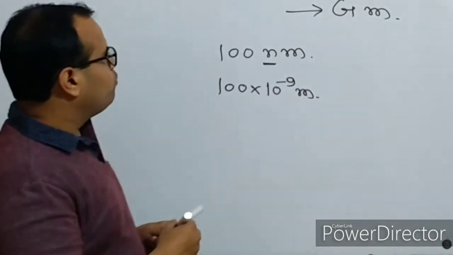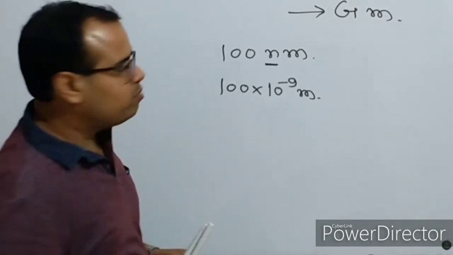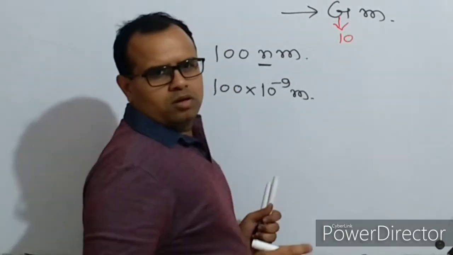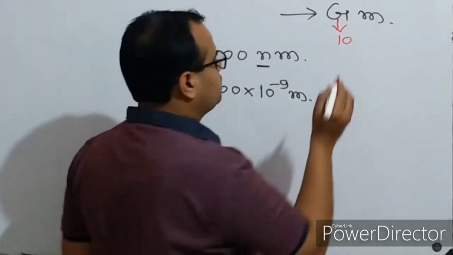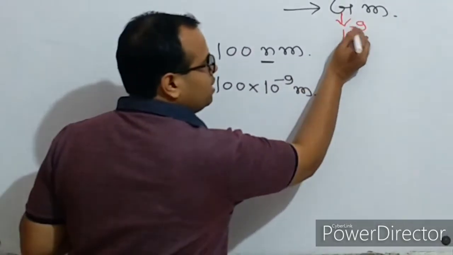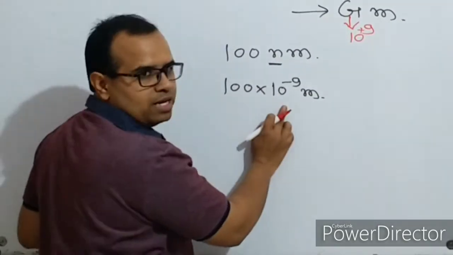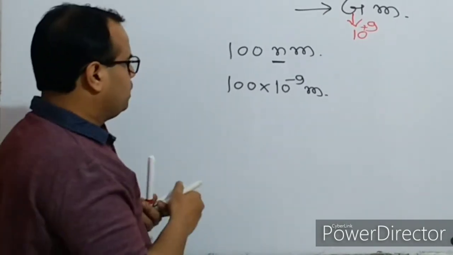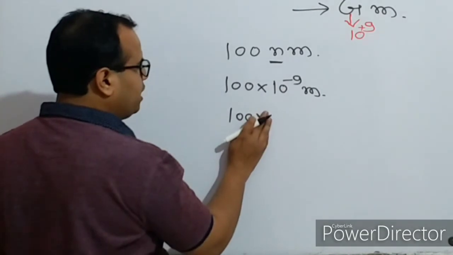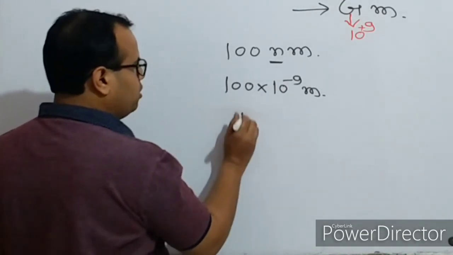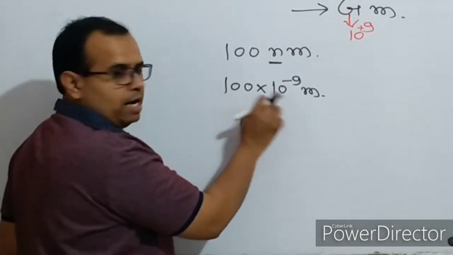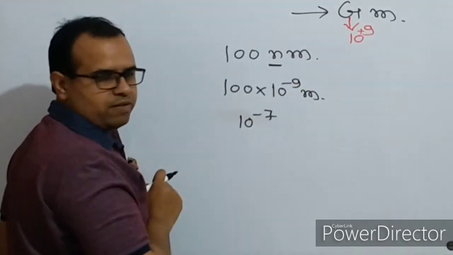Okay. Now what we want to convert into giga, and do remember giga stands for 10 raised to the power 9: kilo, mega, giga. Now you need 10 raised to the power plus 9 here, but we have 10 raised to the power minus 9. So what we will do? We will be rearranging it. 100 into 10 raised to the power minus 9 will make it 10 raised to the power minus 7. Correct or not? Because this is 10 raised to the power 2 and 10 raised to the power minus 9 will make it 10 raised to the power minus 7.